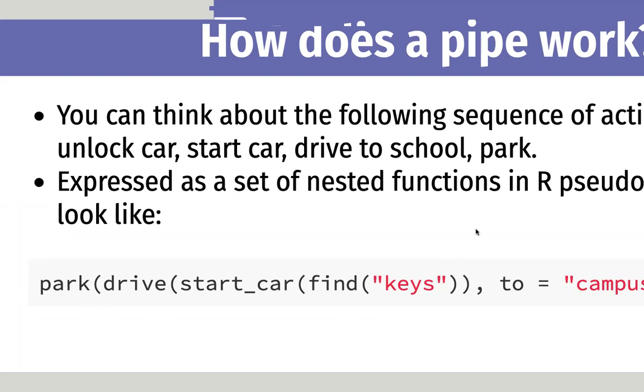So this is what I mean. If I were to turn these actions into pseudocode, I would have to first find my keys, and then I would start the car with those keys, and then I would drive, and it could have some argument like to campus, and then I would park. So the way that R works, it goes from the inside out when you're reading code, which sometimes I find a little bit hard from a human readable perspective.